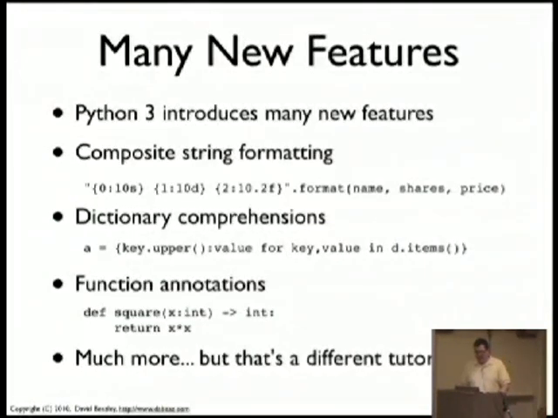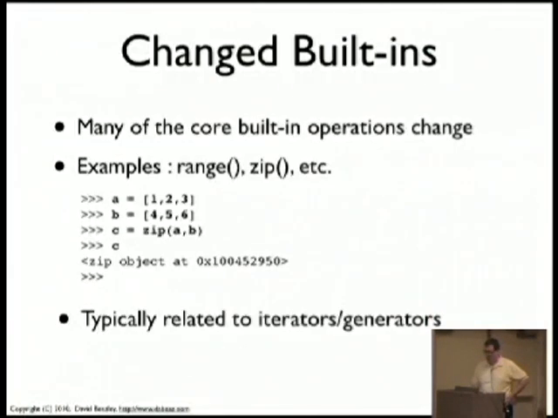Some other things: there are a lot of new language features in Python 3. There's a new string formatting, which we're actually going to talk about a little bit more. There are things like dictionary comprehensions and function annotations. You could go through an entire tutorial of just cool language features. Actually, I suspect that Wesley is going to talk about this in his talk on Friday. Friday is the Python 3 talk. But we're not really going to do that here, because that's a totally different subject.